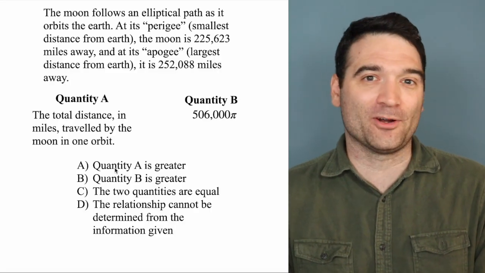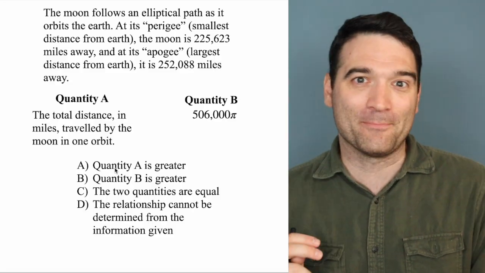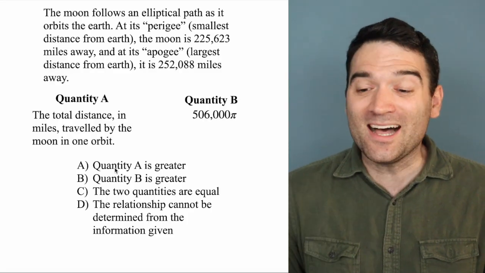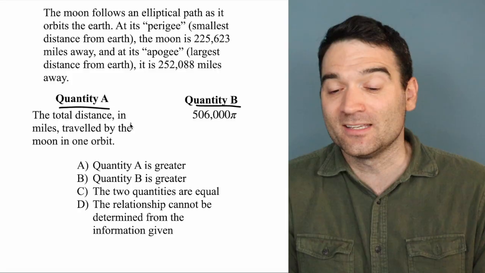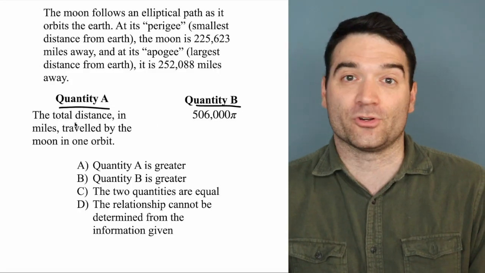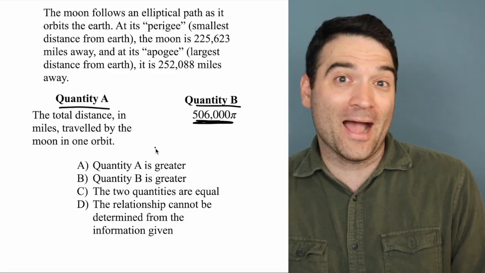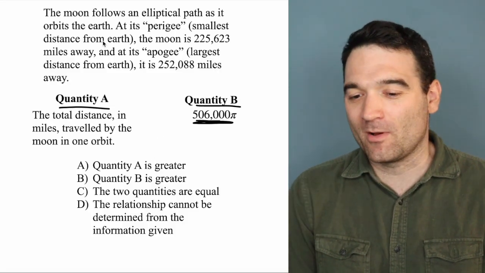You do, however, have to know how to calculate the circumference around a circle, and that might be a hint here. But you don't actually have to know how to calculate the distance around an ellipse, because remember, the point of quantitative comparison is not to calculate, it's to figure out which one is larger. So if I can use some logic to draw a boundary or set a boundary, I'm on my way. Here's how I'm going to do it.